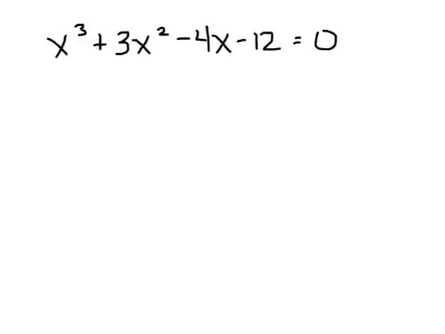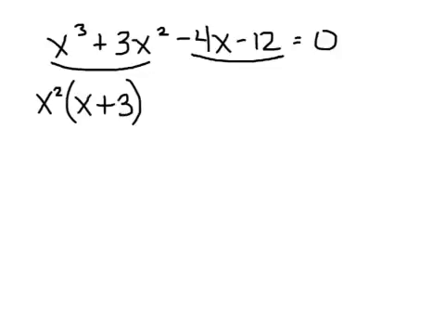Now for this one, I've already set it equal to 0, so everything's okay that way. But grouping means I'm going to look at just the first 2 and the last 2. This especially is used when you have 4 terms. When you have 4 terms like that, you can group them, first 2 and last 2. From the first 2, they share an x squared in common. That leaves them with x plus 3. And in the back 2, they share in common a negative 4.